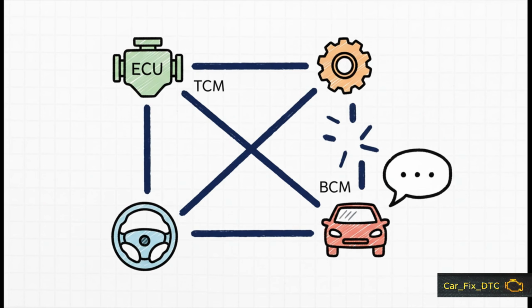So how do all these parts talk to each other? Well, your car has an internal network called the CAN bus. Honestly, it works a lot like the computer network in an office. The BCM, the engine control module, the transmission control module, they all use this network to share data constantly. And when one of them suddenly stops talking, you get a U code. That U stands for network error.